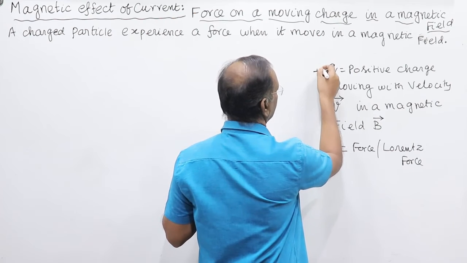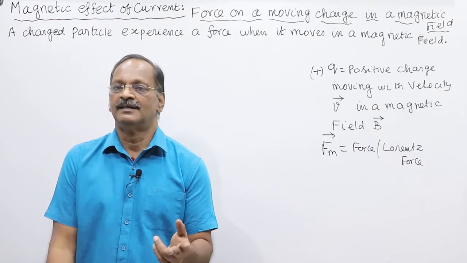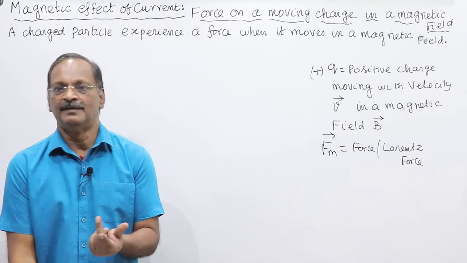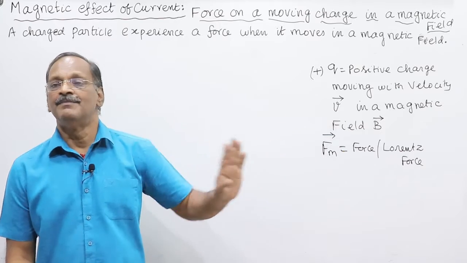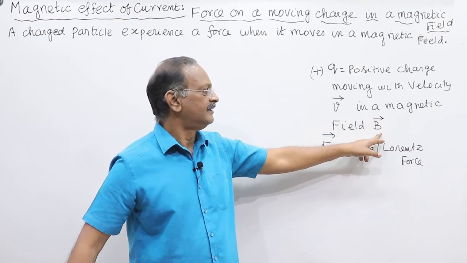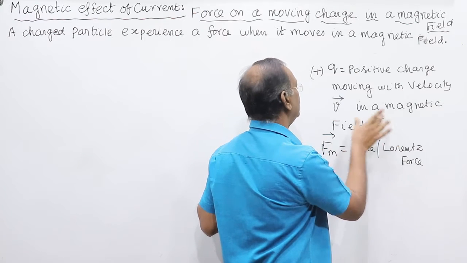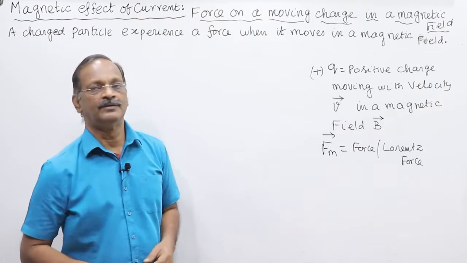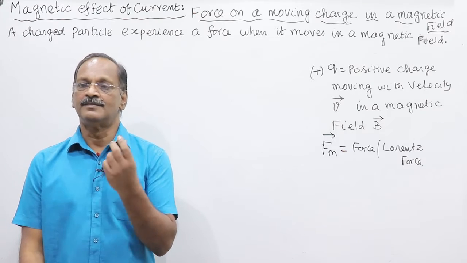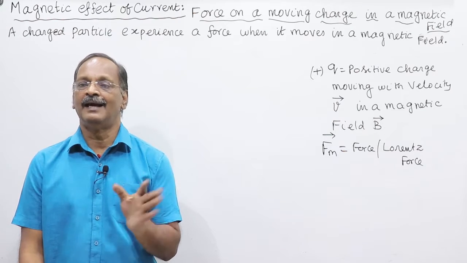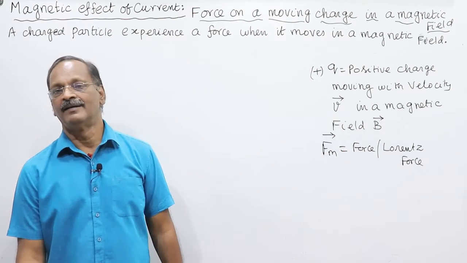Later we will discuss negative charge also, because a charged particle will either be positive or negative, and it moves with a velocity v in a magnetic field. The magnetic field is denoted by vector B because it has both magnitude and direction. Velocity also has magnitude and direction. So when a charged particle moves in a magnetic field B, it will experience a force. That force we call the Lorentz force or magnetic force.